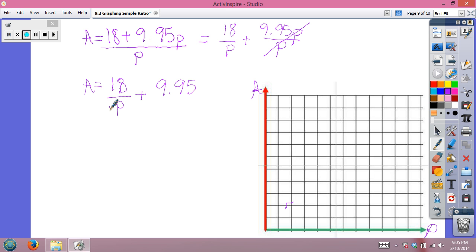So p is actually our x here, and our a is our y. So our vertical asymptote is going to be at x equals 0 because we can't have negative people. And our horizontal asymptote is going to be at our 9.95, which is our rate per person.